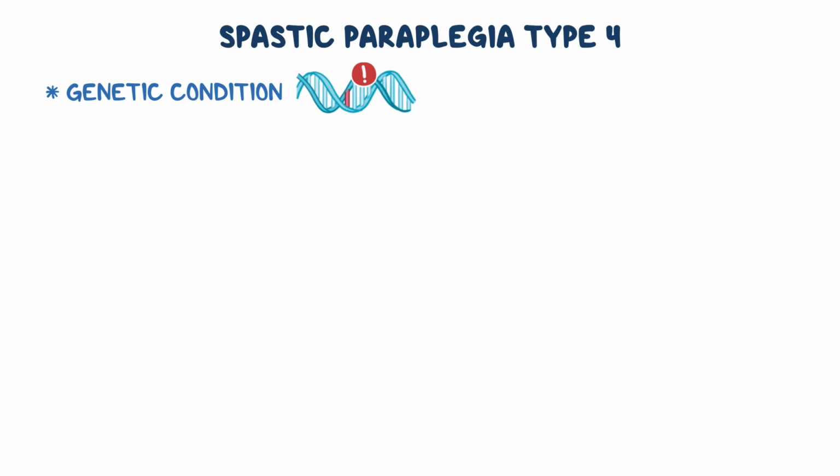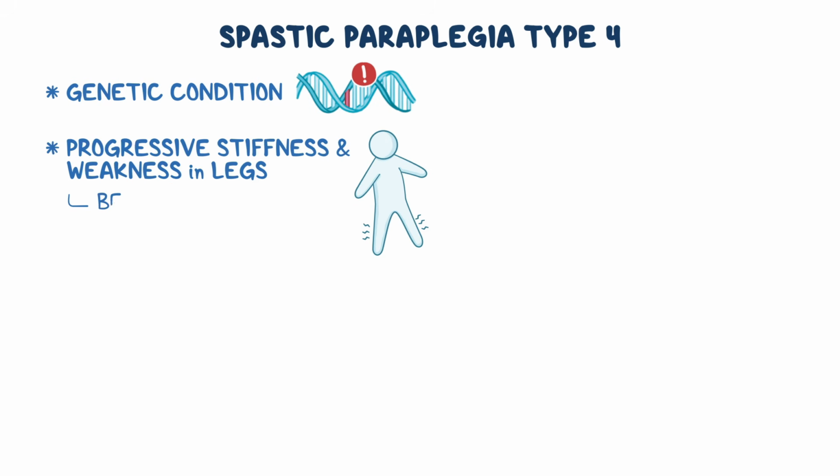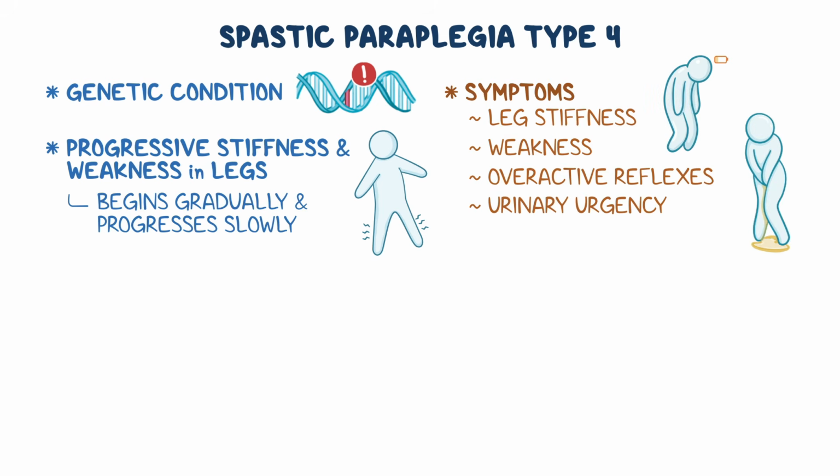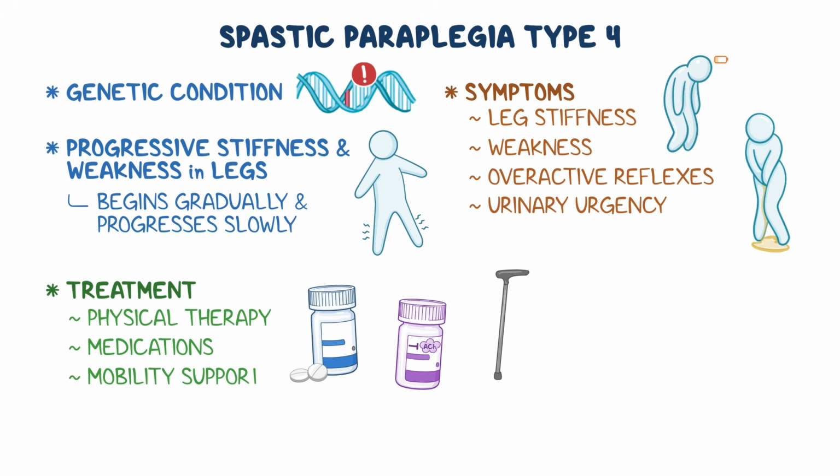Alright, as a quick recap. Spastic paraplegia type 4 is a genetic condition that primarily causes progressive stiffness and weakness in the legs. It usually begins gradually and progresses slowly, with symptoms like leg stiffness, weakness, overactive reflexes, and urinary urgency. While there is no cure, treatment with physical therapy, medications, and mobility support can improve quality of life.